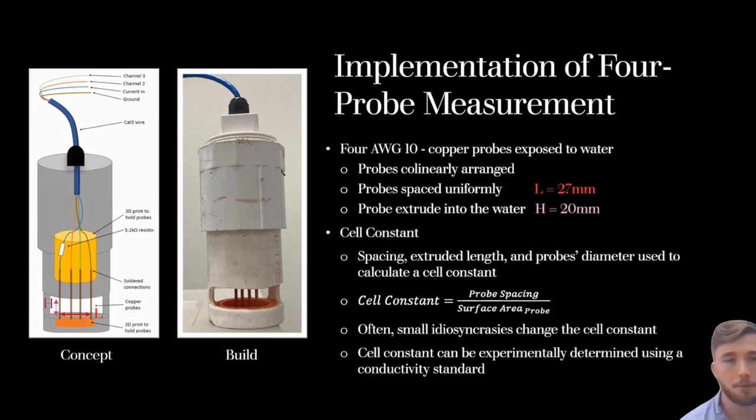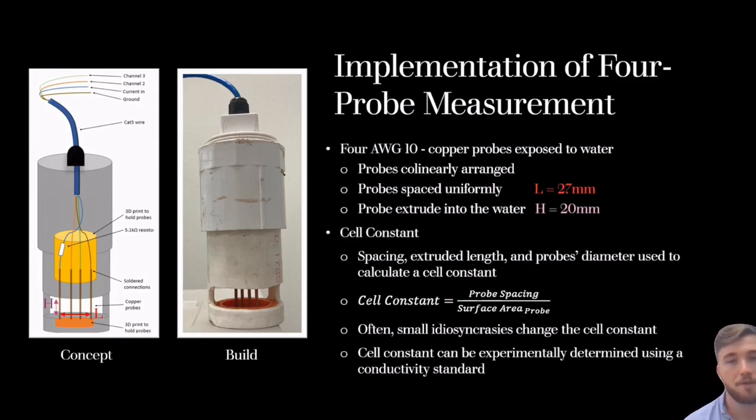Now, the probe arrangement: they are collinearly arranged, which means that they're all set up on one line, and the probes are also spaced uniformly, meaning that the distance from the current carrying probes to the voltage probes, and again to the current carrying probes, is all the same.